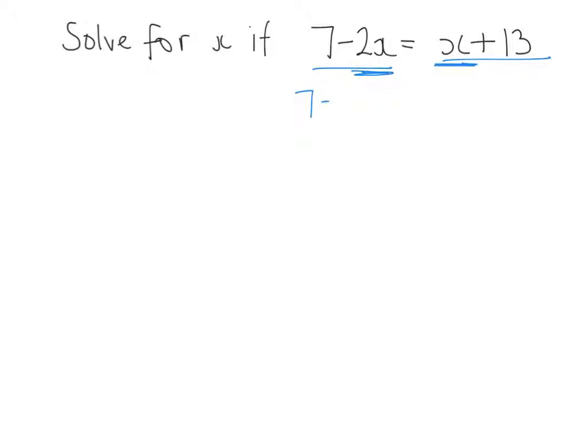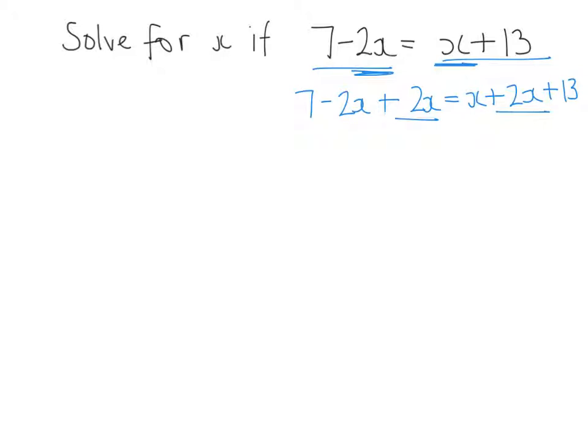Now the easiest way to do that is to plus 2x onto both sides. Now if we plus 2x onto both sides, we keep the equation the same. See how we've plus 2x here and plus 2x there. We've plus the same amount onto both sides.